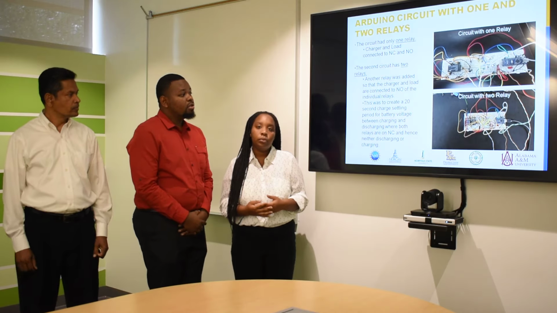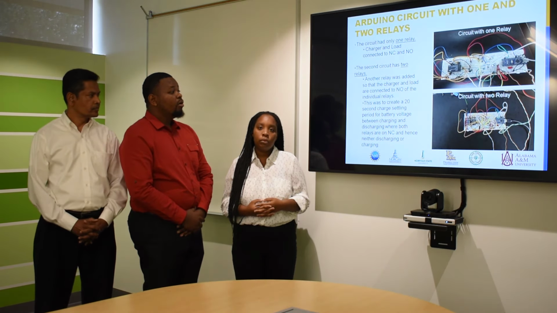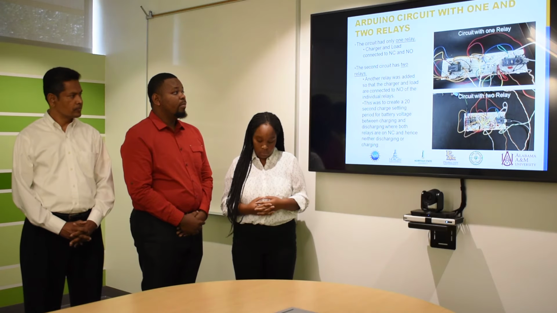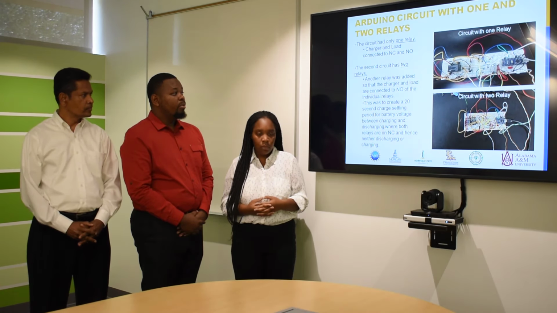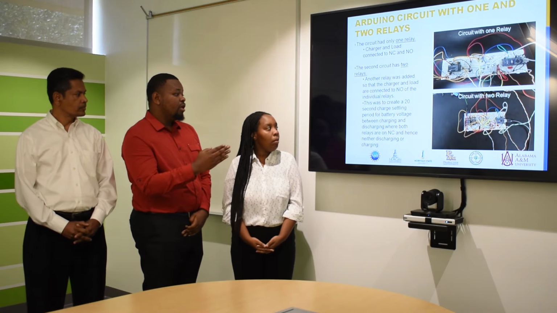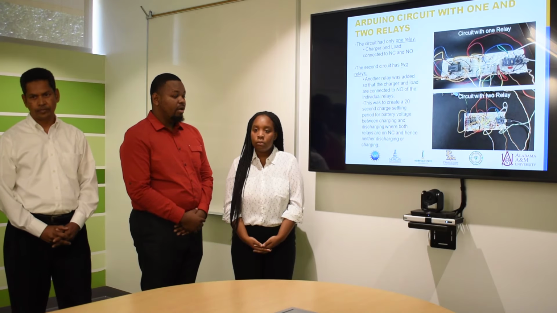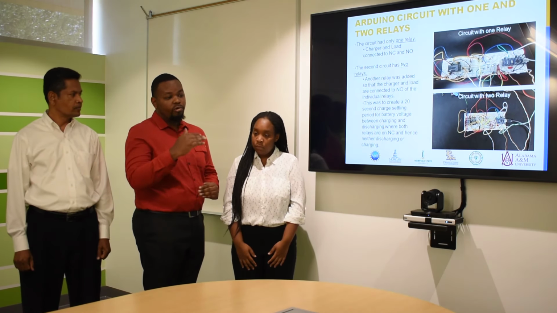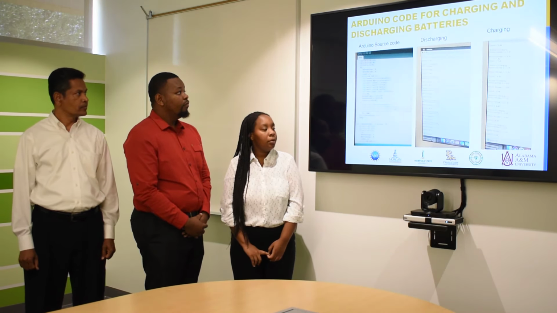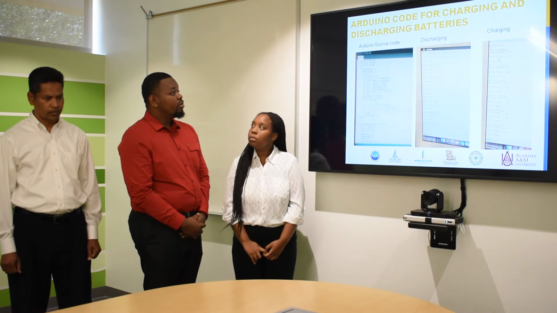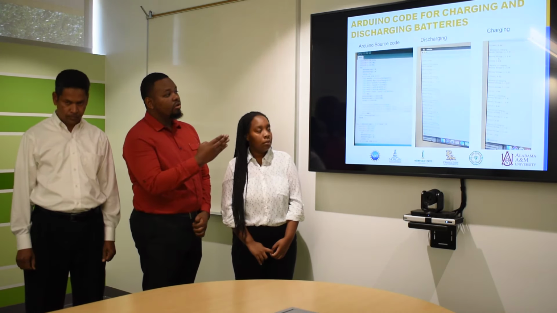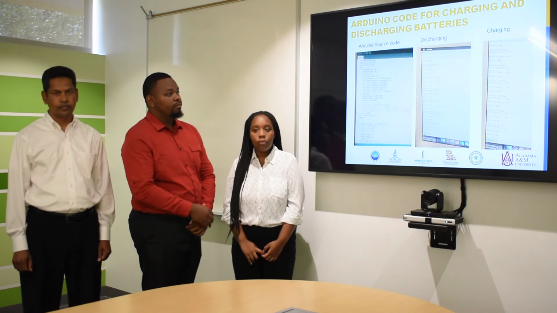Okay, over here on the first picture, you can see we had the first relay, where the charger and the load were going to be normally closed and normally open, and then we decided to add a second relay. So in this case, we could create a 20-second settling point for battery voltage between the charging and the discharging. In this case, both relays will do the normally open for charging and discharging. Over here, you can see that this is our Arduino source code on the left. In the middle, we have the discharging, and on the right, we have the charging.